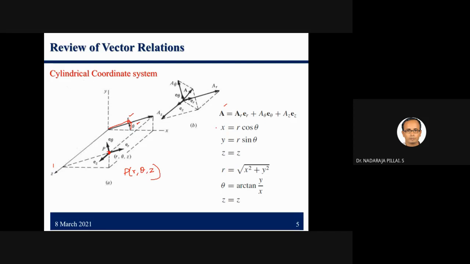Here, if you want to represent x, x can be considered as r cos theta, and y can be considered as r sin theta, and z is z. r can be taken as the square root of x squared plus y squared, and theta can be represented as tan inverse of y by x. And z can be represented directly as z.